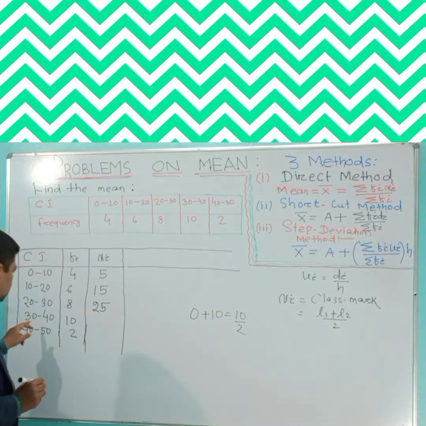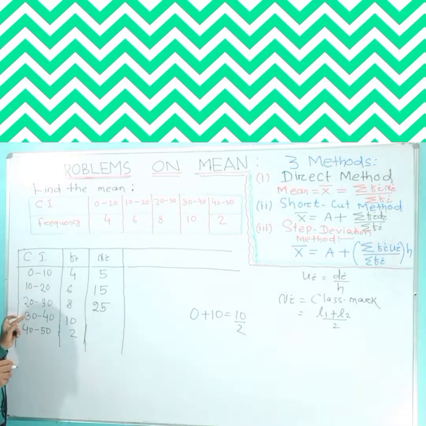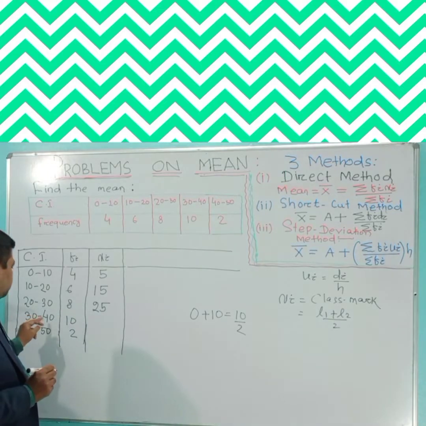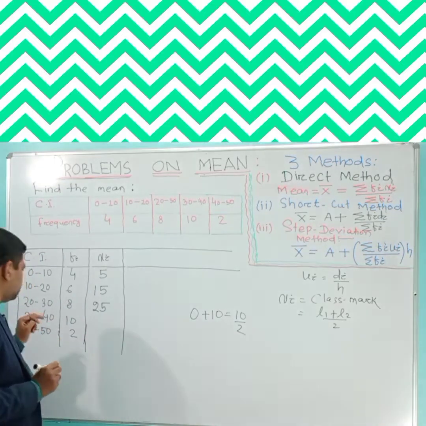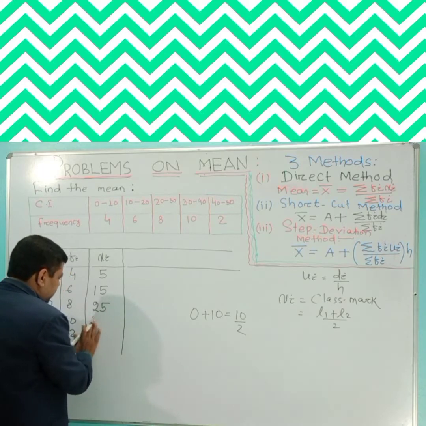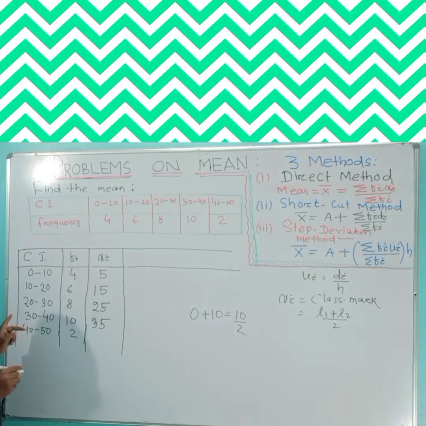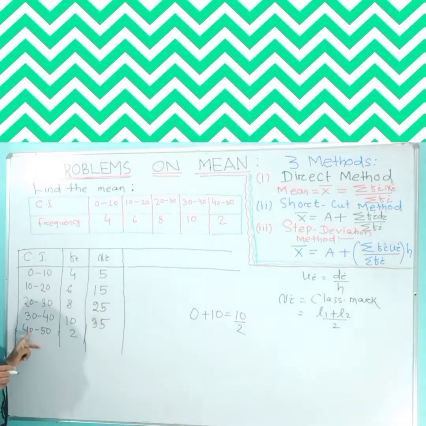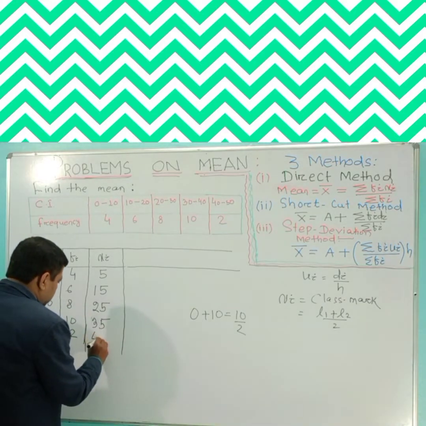Similarly, this is the class mark of the interval 30 to 40, which is the fourth class interval, after first, second, third. Lower limit is 30 and upper limit is 40. Yes or no? So 30 plus 40 is 70 by 2, which is 35. Similarly, the last class interval is 40 to 50, and its class mark is 40 plus 50, which is 90 upon 2, which is 45.